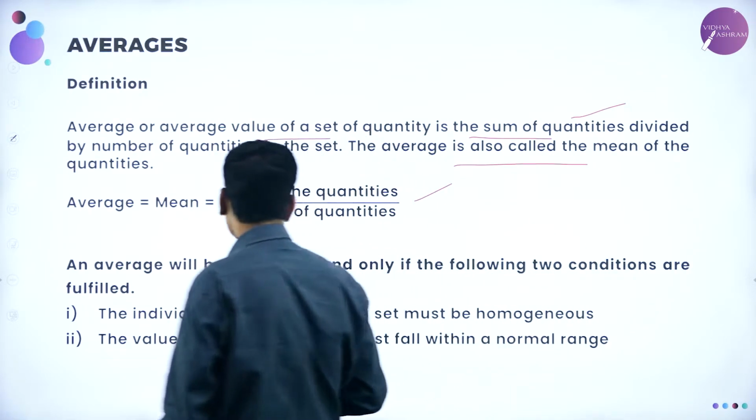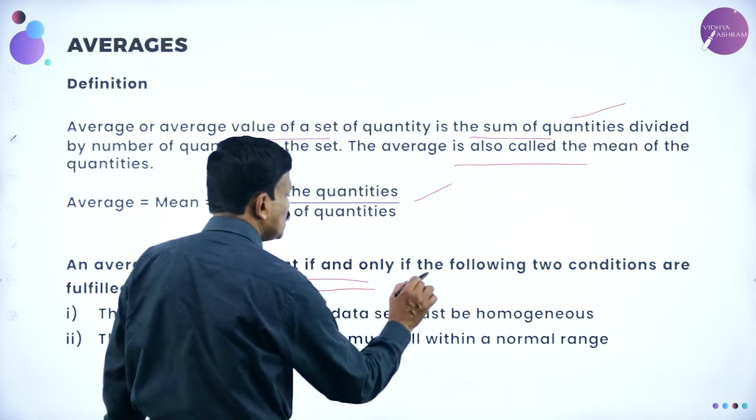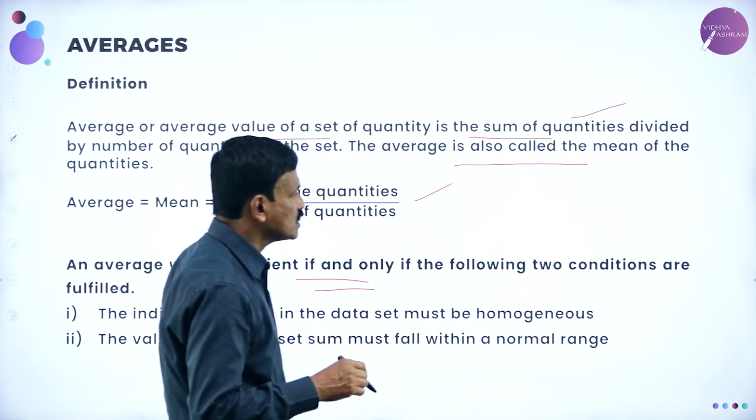Now an average will be efficient if and only if the following two conditions are satisfied.